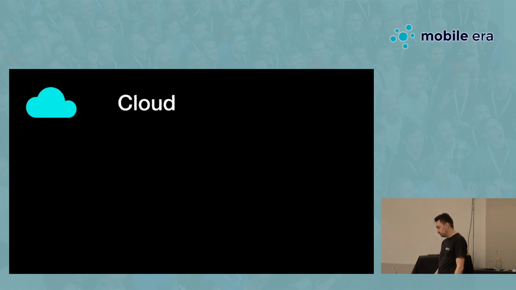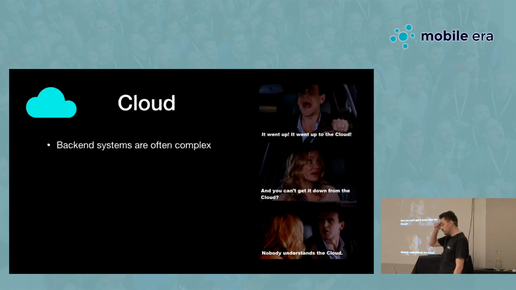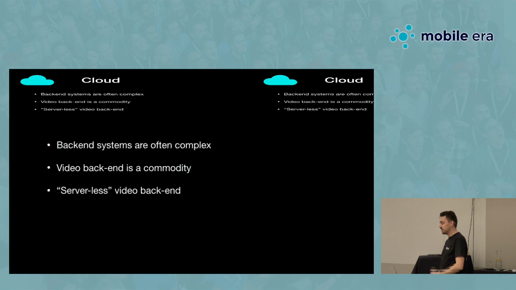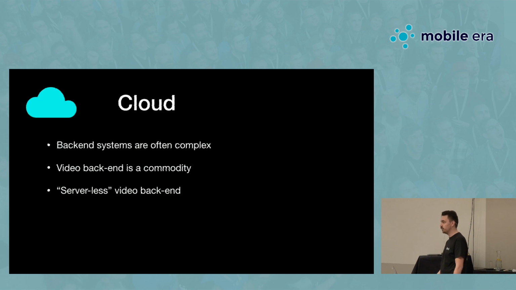So next, a subject I don't know if all app developers are that familiar with. Backend systems can often be very complex, hard to maintain for a small development team. But luckily, there's a number of great solutions out there. And video backend has become somewhat of a commodity. So you can basically buy off-the-shelf products from vendors such as Microsoft and Amazon, set up your video backend. There's also something called serverless video backend, which is basically a system where you just store your file somewhere in storage. You pass that storage URL to an API and you get a streaming endpoint back.